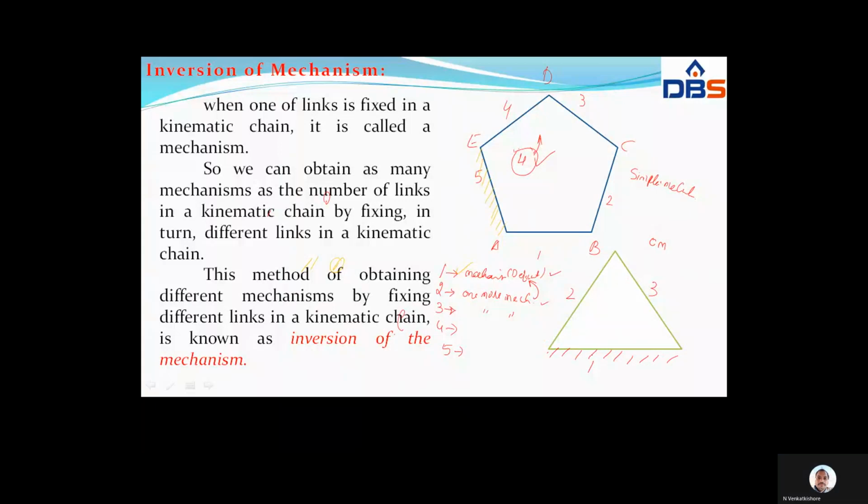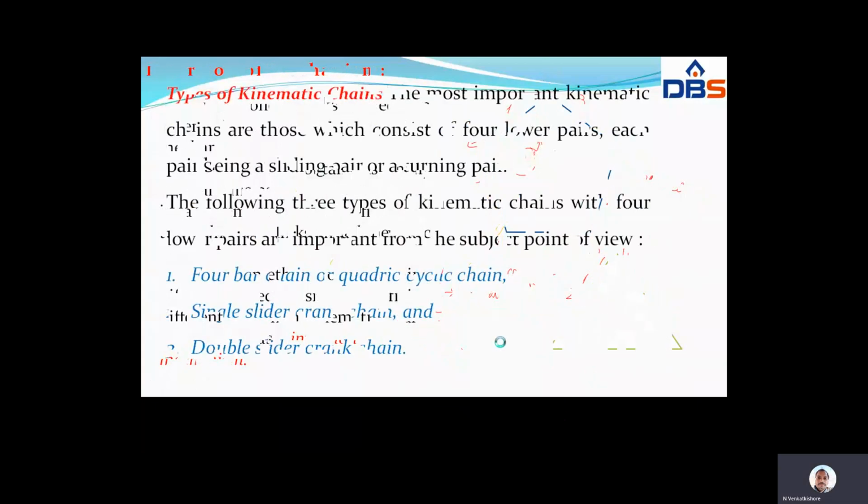By changing the fixing of link 1, instead of link 1 we fix the third link. That means this link is now free, since it is not fixed, and we get one more mechanism, and at the same time another. That means here we are getting 2 different mechanisms. So this is called the inversion of mechanism.